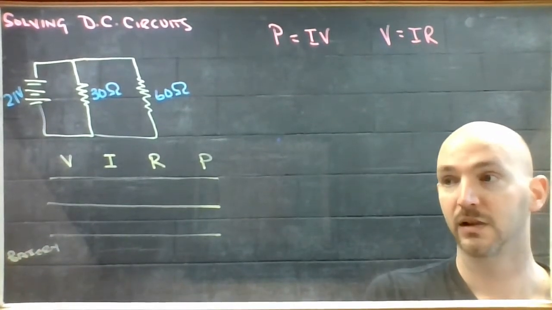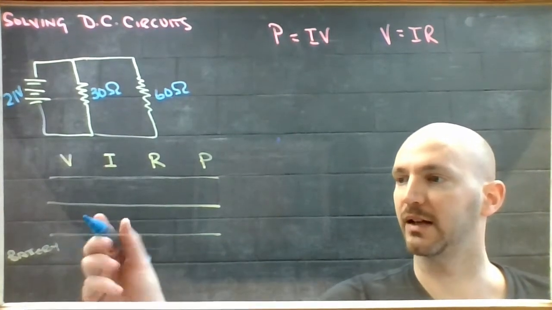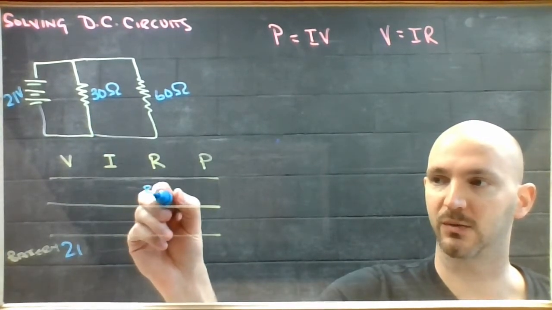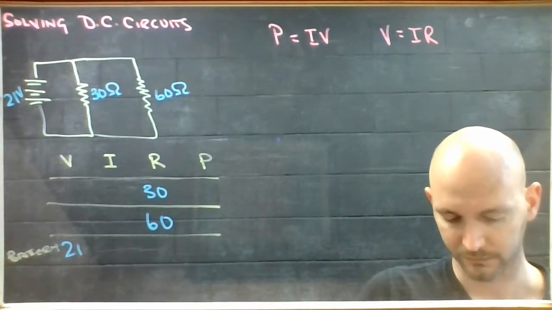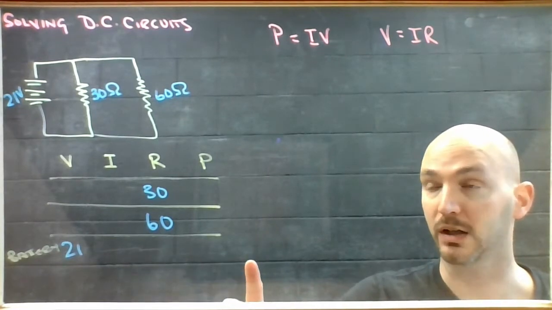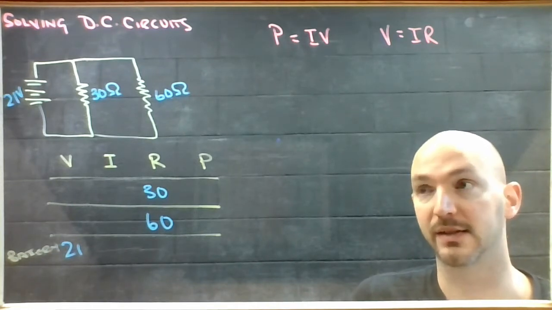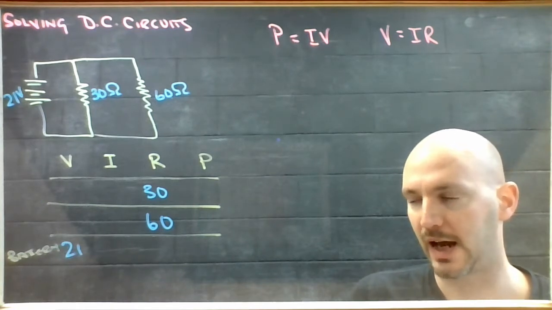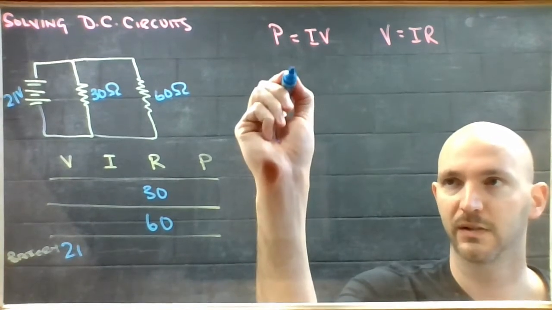Alright, so if I go through, I can fill in some of these numbers. It's a 21 volt battery, and one resistor is 30 ohms, and the other is 60. Now you may be tempted to write 90 here based on the last example, but that wouldn't work. They're not arranged in series. They're arranged in parallel. So you have to think about how to add resistors in parallel. You have to remember that you use this fancy thing.